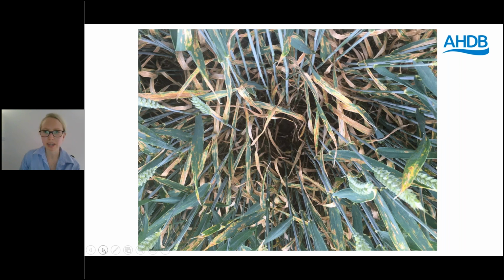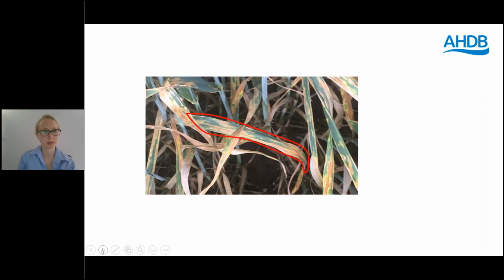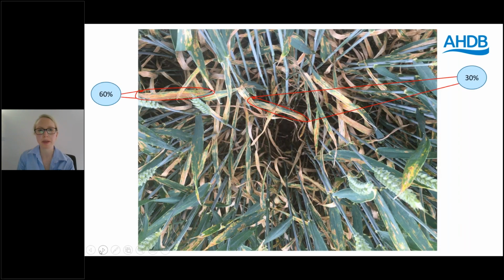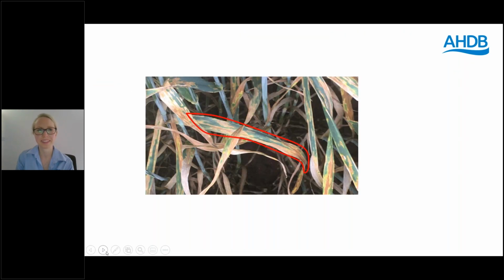And then this crop has high levels of disease. If you could click through to the next picture. So that leaf I've given 30%. Next one. That leaf I've given 60%. So if we look at the 30% leaf a bit closer. Thank you.